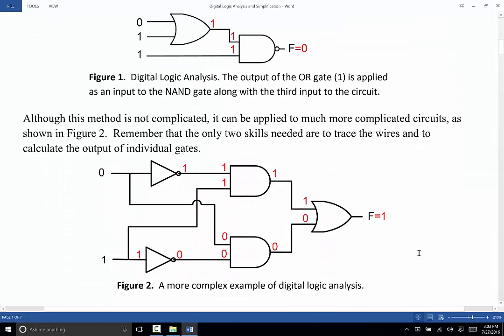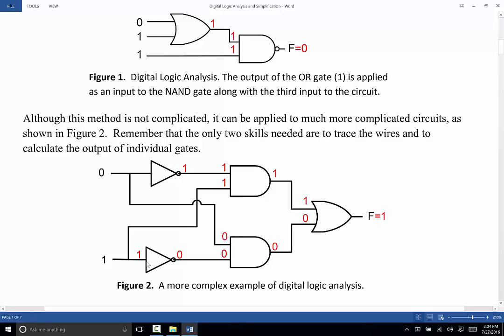Here's a somewhat more complex one, but nonetheless, the same skills really remain. That is to be able to figure out what is the output of a gate given the inputs in zeros and ones, and be able to trace the signals between the gates. So here you can see a 0 at the input. Well, that's going to be inverted to a 1. That will come up here to this AND gate. What's the other input of the AND gate? Well, that just comes directly from the second input. So there's a 1 there, and so that's going to become a 1 at the input.